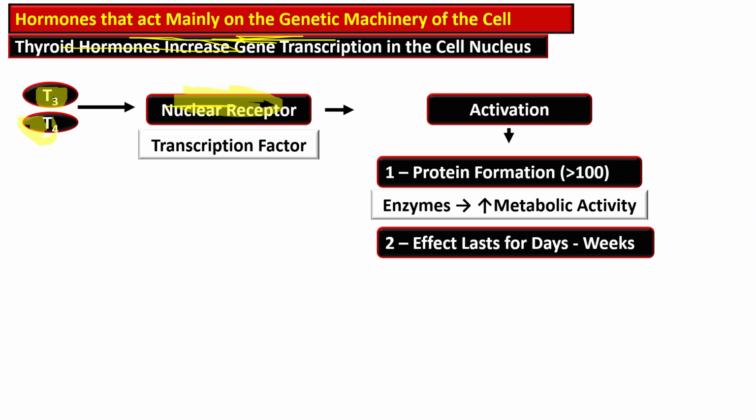And once bound to this receptor, thyroid hormone activates gene transcription by influencing the promoter region of the specific gene. This triggers the synthesis of over 100 intracellular proteins, which are metabolic enzymes, structural proteins, or transport proteins. These proteins collectively increase the basal metabolic rate and overall cellular activity throughout the body.